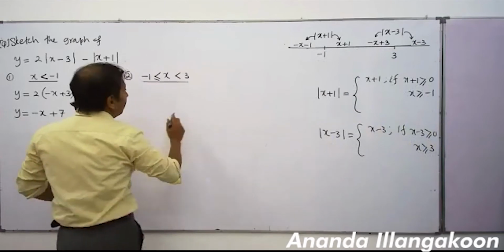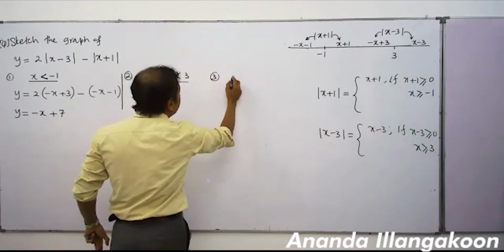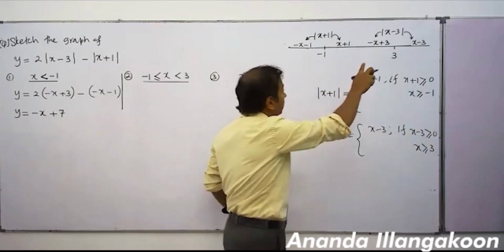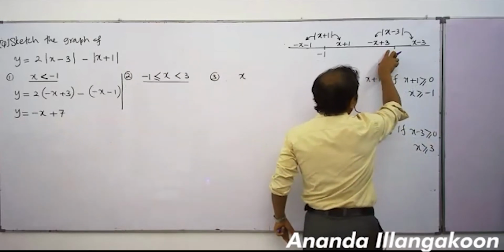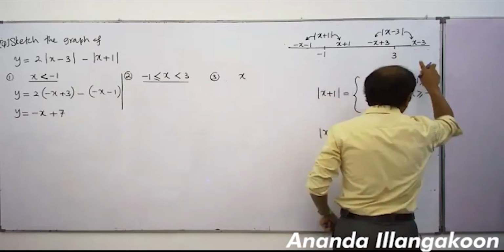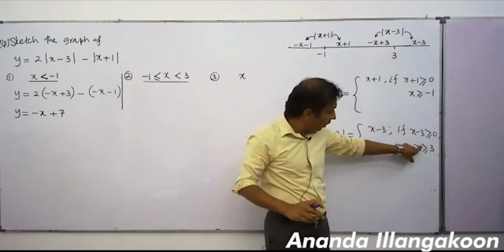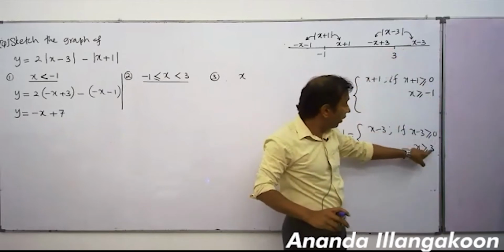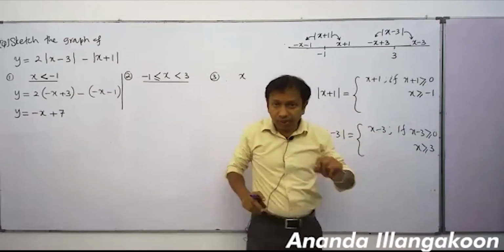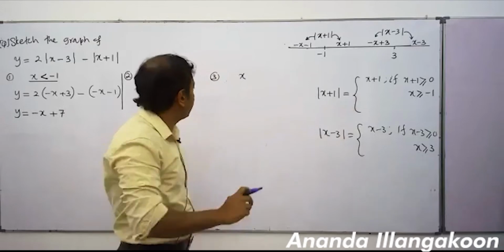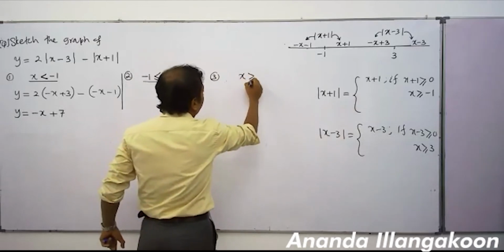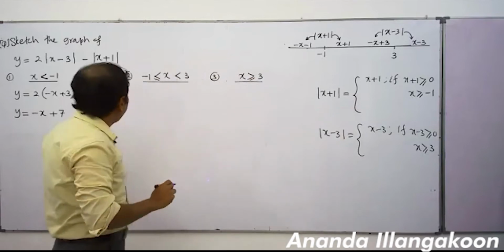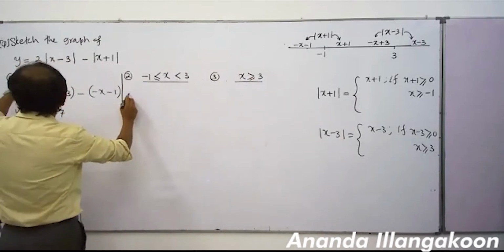Right. In the next case, people, now we pass this 3. From the left of 3, we pass this 3 and go to the right. On that occasion, x is greater than or equal to 3, taking 3 also. Therefore, the next interval is going to be x greater than or equal to 3. Right. Now, in this interval, let's see what this graph is.